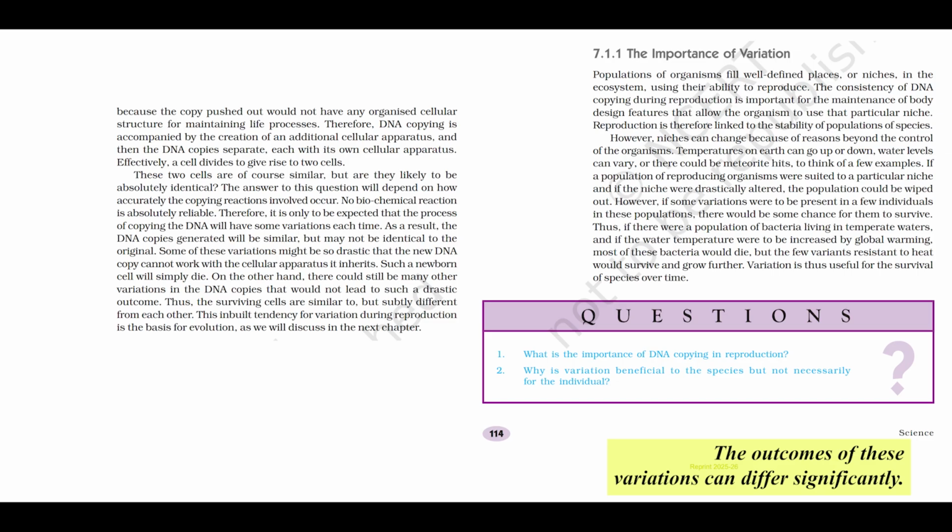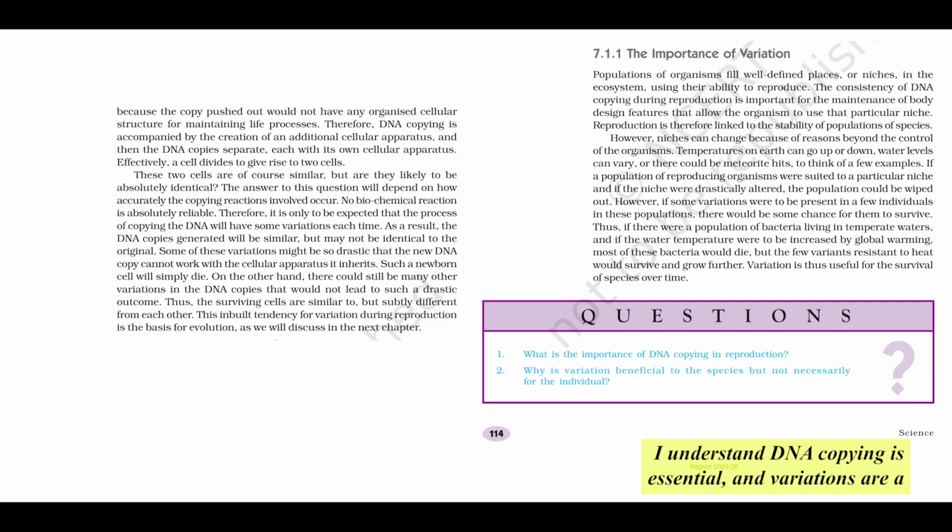The outcomes of these variations can differ significantly. Some variations might be so drastic, so fundamentally flawed that the new DNA copy simply cannot function correctly with the cellular apparatus it inherits. In such cases, that newly formed cell will unfortunately just die. However, there are many other variations that are subtle. These subtle variations don't lead to such a drastic outcome. The cells survive, and they are similar to the parent cell, but subtly different. This inherent tendency for variation during reproduction is the very basis for evolution, a concept that underpins all of biology, and one we'll definitely explore further in our upcoming deep dives.